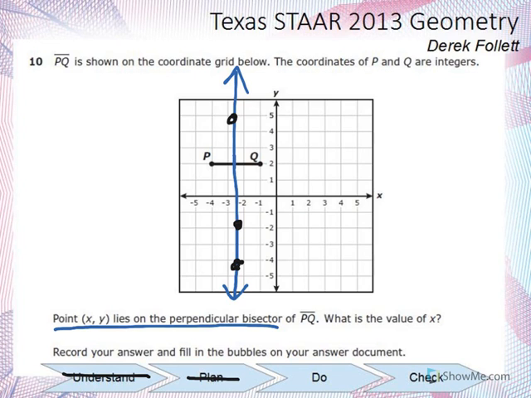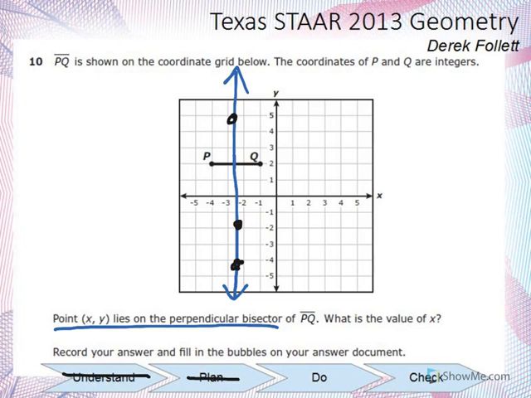So, first thing I notice is that since PQ is horizontal, my perpendicular bisector is vertical. And one thing I know about a vertical line is that every point on that line has the same X coordinate. So if we can just figure out what X coordinate that line is going through, then we know the value of X.